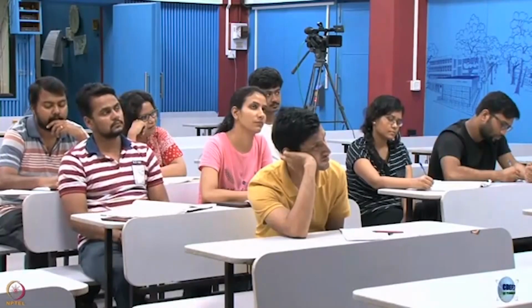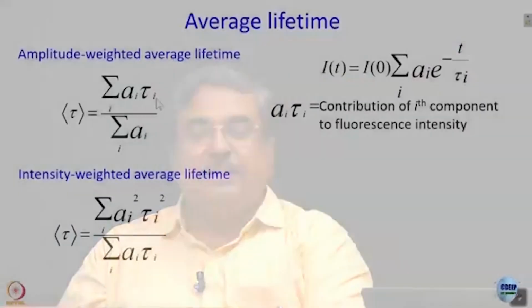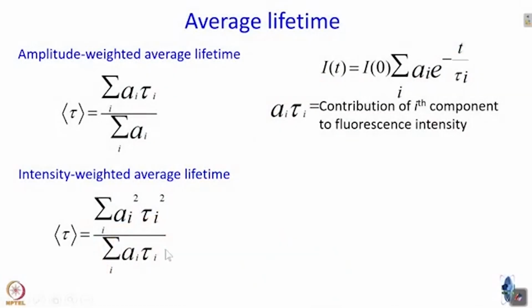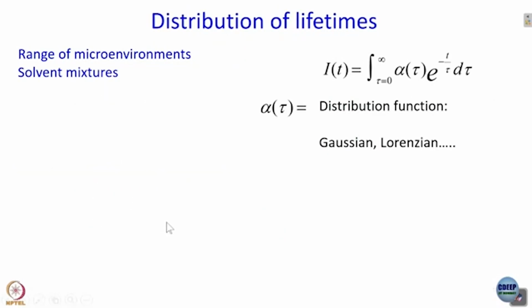Now, they are not completely useless. This amplitude weighted lifetime is actually used when you talk about, say, Foster resonance energy transfer. That is where it has some application, but generally it is not really correct to call this the average lifetime. This is average lifetime if at all, and it is not very useful. That being said, let us move over to something that is more complicated and therefore closer to reality many times.